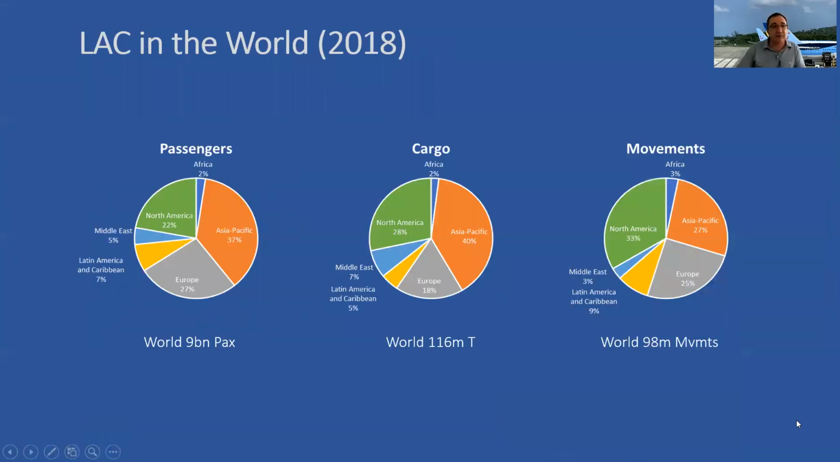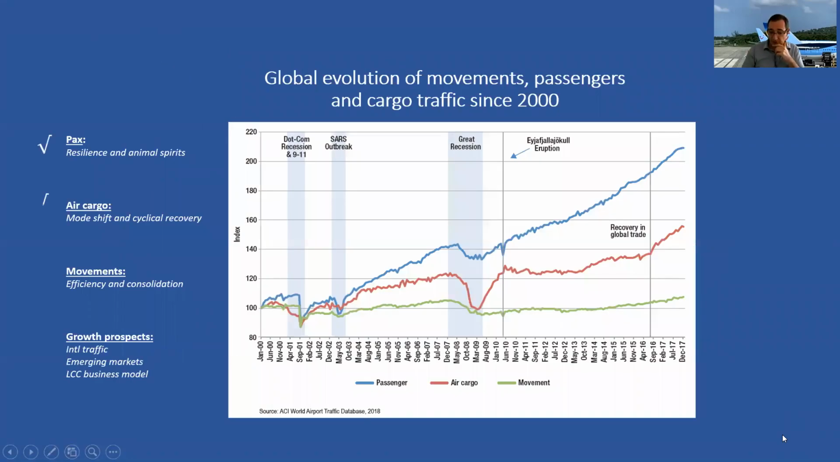So let's go on. So just give me a couple of slides. So what does LAC, Latin America and the Caribbean, represent in the world? As you can see, in terms of passengers, we represent 7% of the world total. In terms of cargo, we represent 7% as well. And in terms of movements, we also represent approximately 9%. So around 7-9% of the world activity is here in Latin America. This is just for your information.